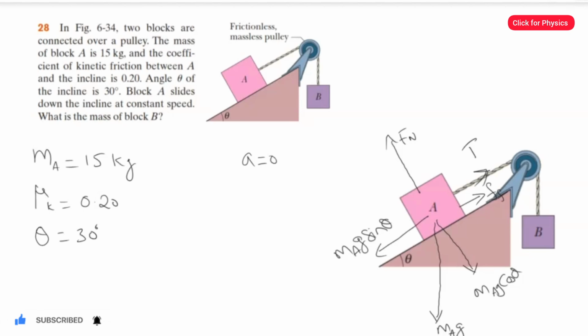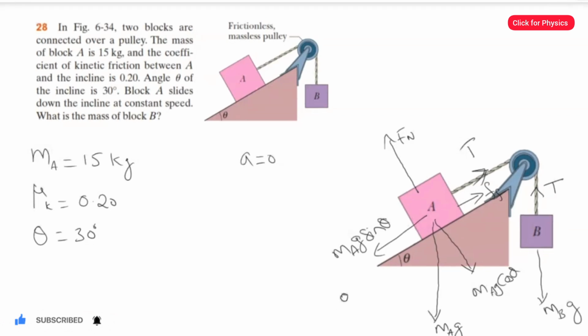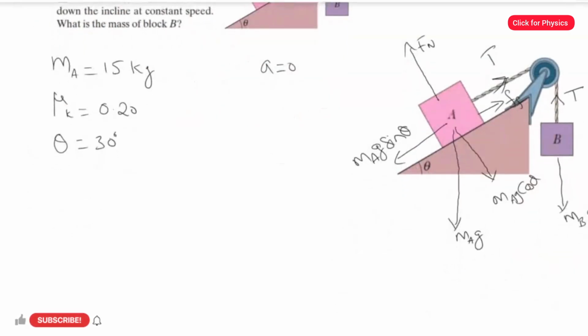Let's come to the right side of the figure. We have block B. The tension will be in this direction and the force due to gravity will be in the downward direction, which is nothing but MB, the mass of block B, multiplied by G. So let's frame the equations for block A for both the X and the Y forces.